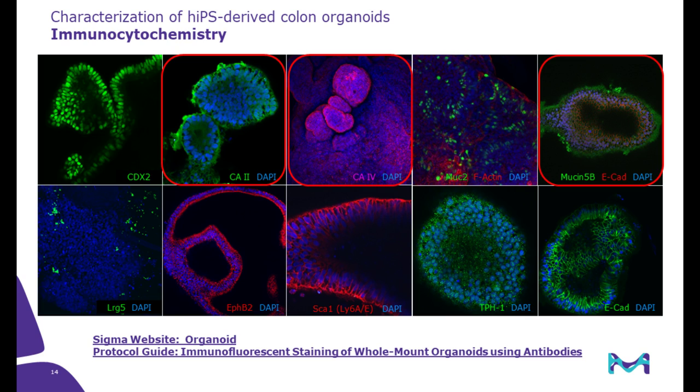Here are the ICC data of the stainings. They are positive for the colon-specific markers, carbonic anhydrase 2, carbonic anhydrase 4, and mucin 5B. The posterior hindgut marker CDX2 is expressed along with LGR5, which is the stem cell marker expressed at the base of the crypt. Also positive are EPHB2, SCA1, mucin 2, E-cadherin, which is an epithelial marker, and TPH-1, an enteroendocrine cell marker.